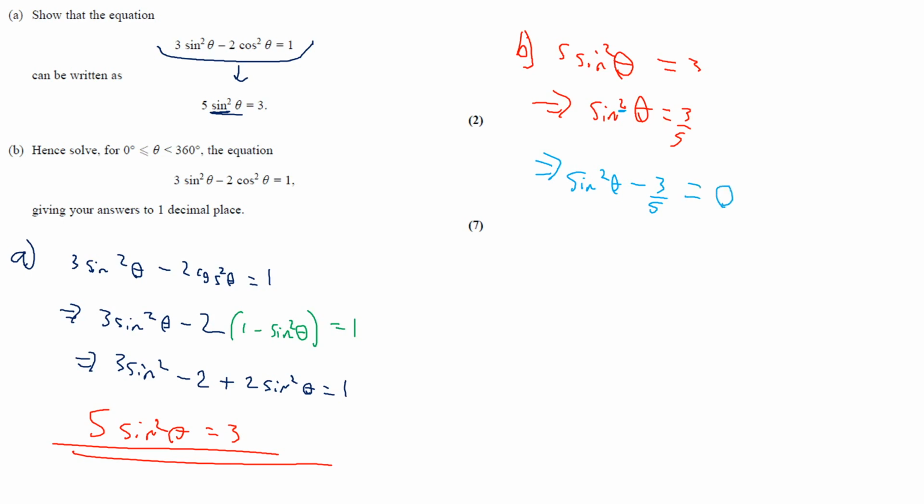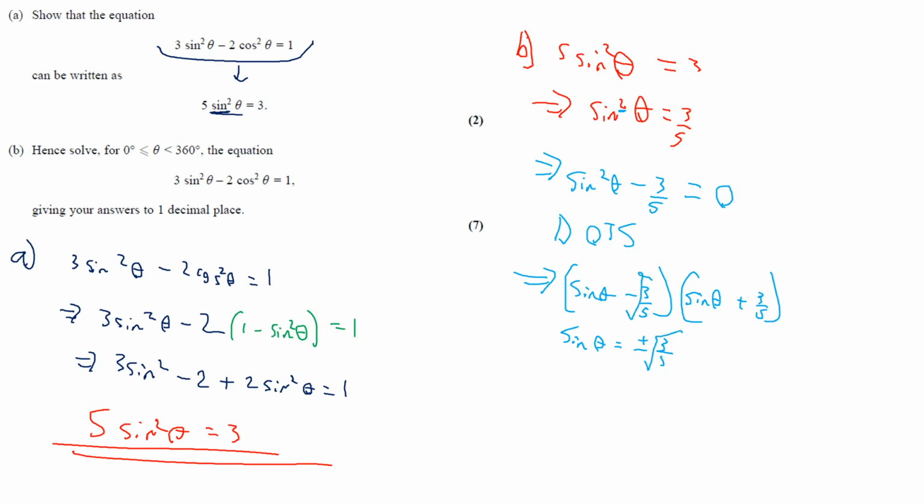And that is a difference of 2 squares. So this is the same as sine theta minus the square root of 3/5 and sine theta plus the square root of 3/5. And so sine theta is equal to plus or minus the square root of 3/5.